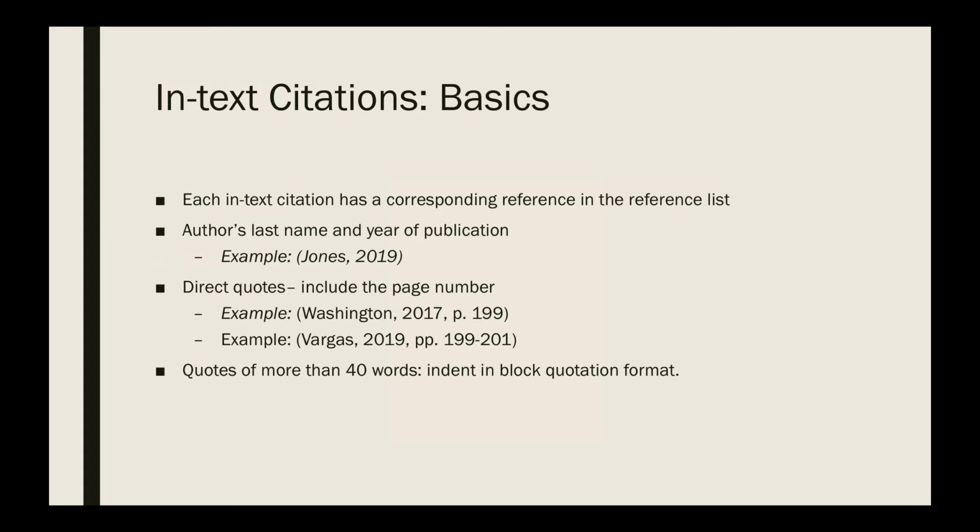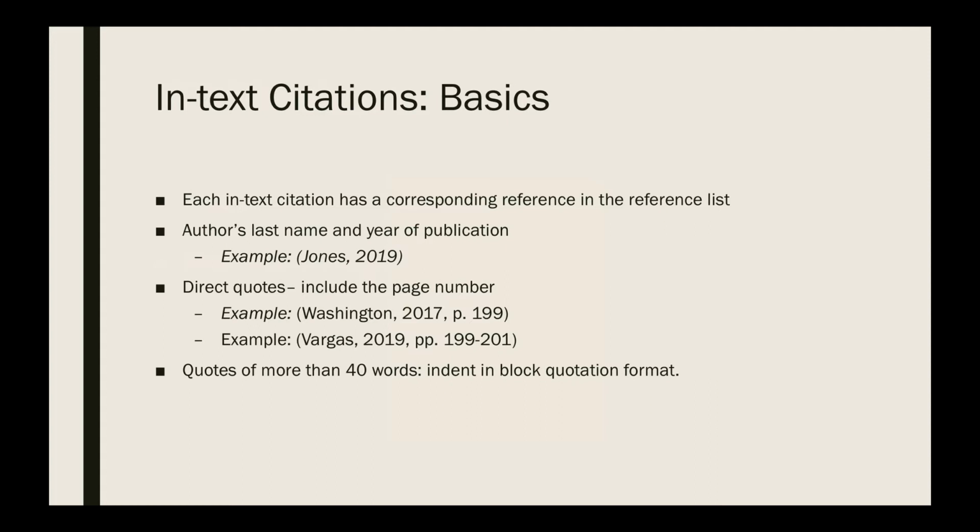Every in-text citation should have a matching item in the reference list. And the idea behind in-text citations is that they point your reader to the corresponding item in the reference list. And then your reader can use the information in the reference to access the original source of information. The basic format for an in-text citation is the author's last name and the year of publication.